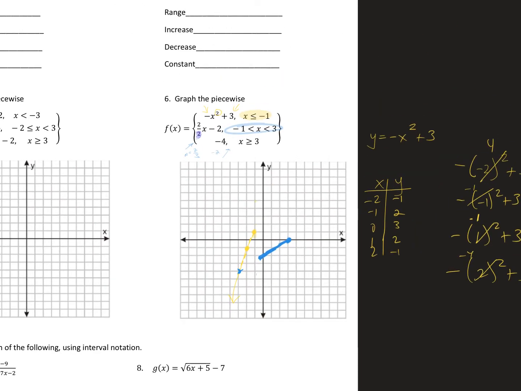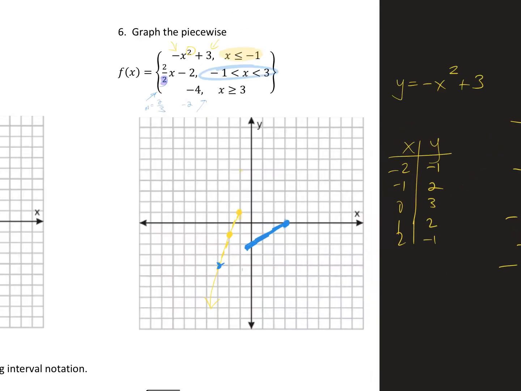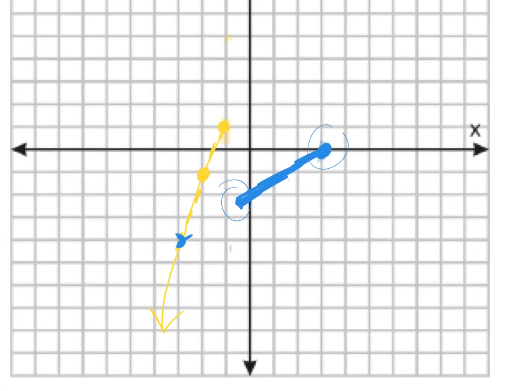Look at your dots. What kind of dots should you have on both of those? Open. So make sure I know, this is an open dot. Look, Mrs. Meadows, this is open. This is open. Do whatever you need to do to tell me that.